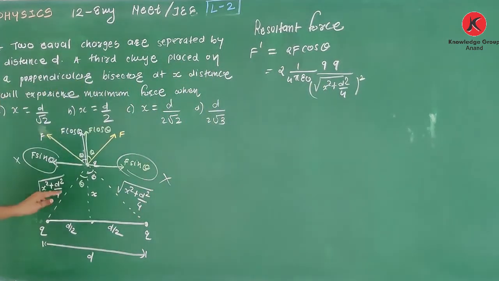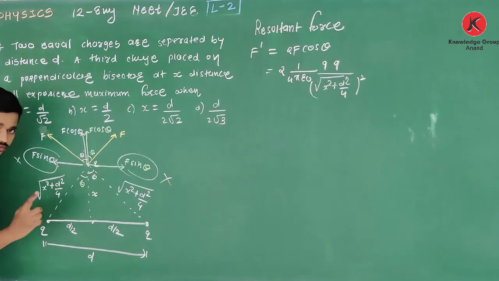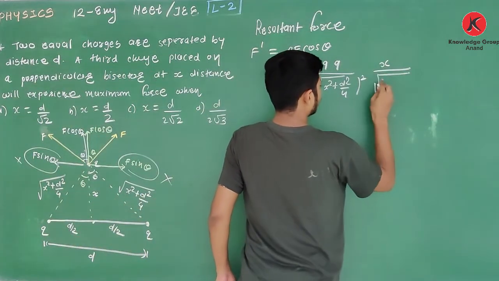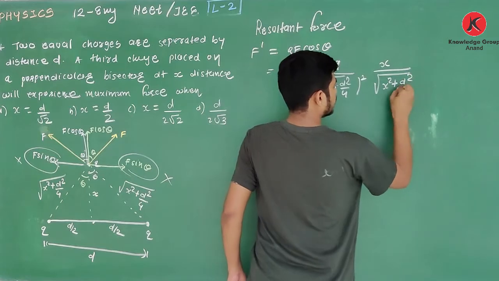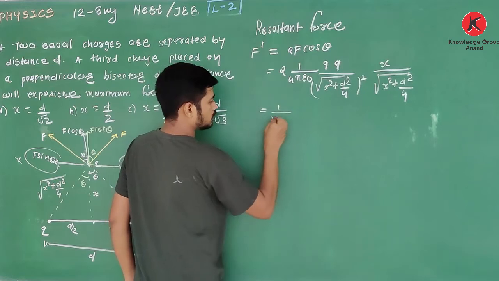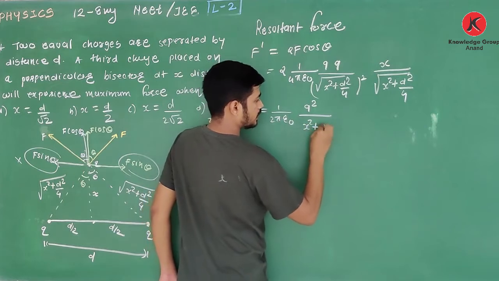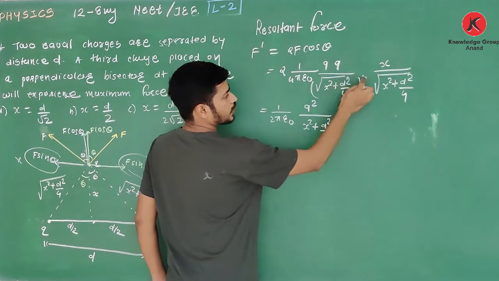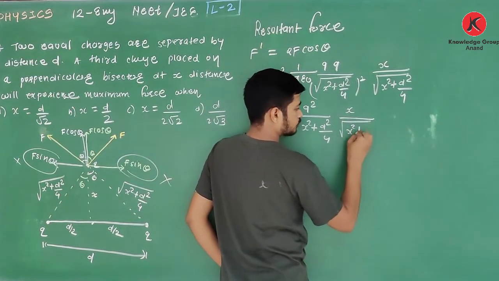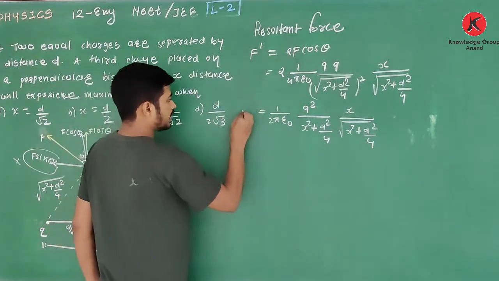Cos theta, you can also write from the figure. Cos theta is adjacent side upon hypotenuse, so it is x upon under root x square plus d square by 4. Simple? So it is equal to 1 upon 2 pi epsilon 0 q square upon x square plus d square by 4, because square root and square cancel out, times x divided by under root x square plus d square by 4. Any doubt?